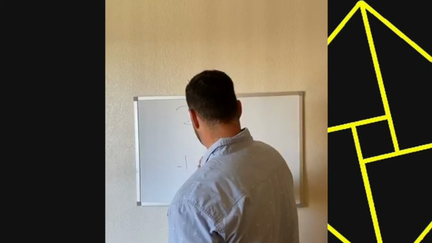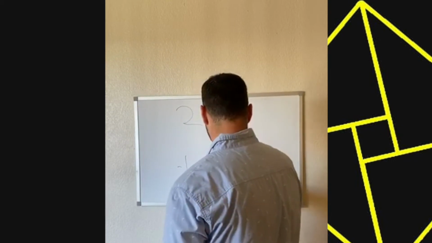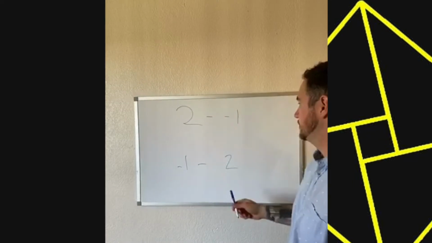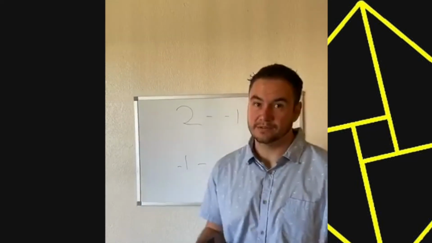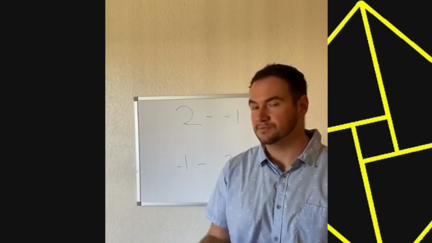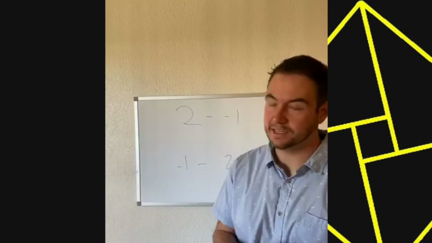Or -1 minus positive 2. All right, so 2 minus -1 or -1 minus 2. Now the reason it matters in a subtraction problem is, like we did last time, we turn all of our subtraction problems into addition problems. And we'll do the same with multiplication today.